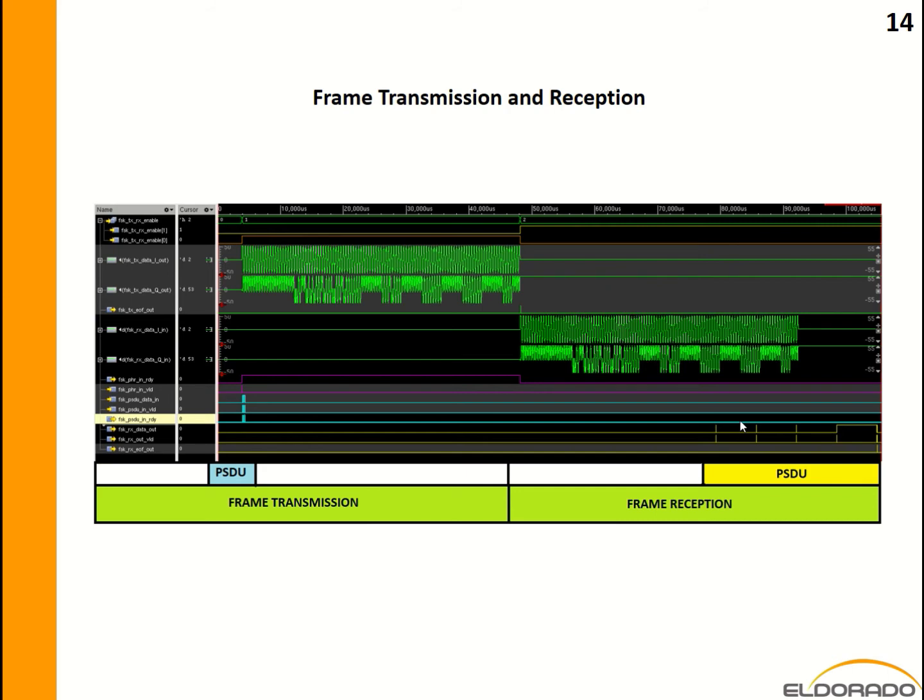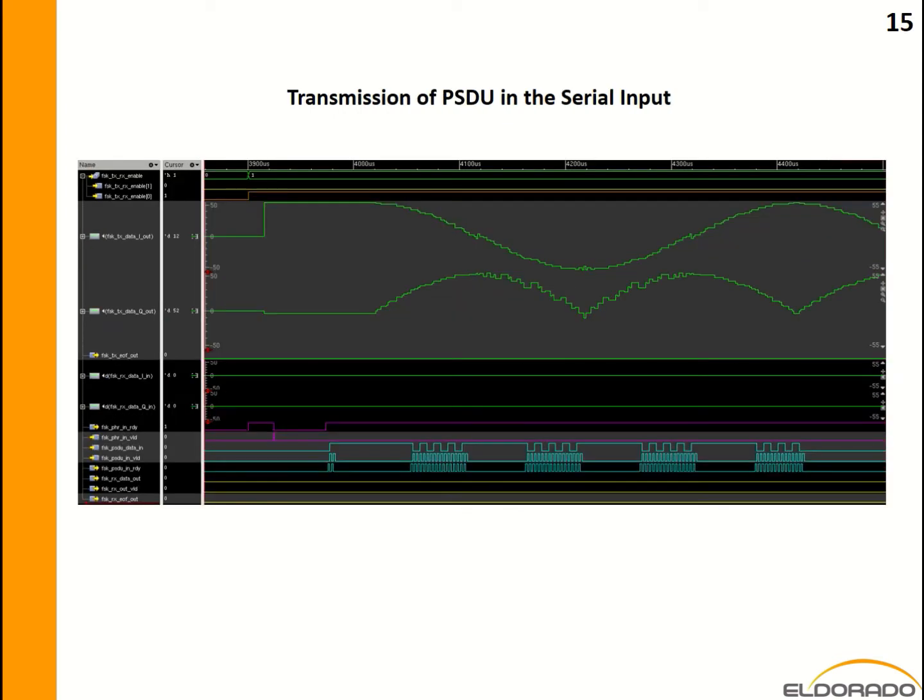The demodulated PSDU is read in the test bench from the receiver output. This sequence repeats over and over until reaching the number of bits to be transmitted. The beginning of the waveform is the transmission of the PSDU in the serial input, as is shown in the next slide. Here is an amplified view of the previous slide.